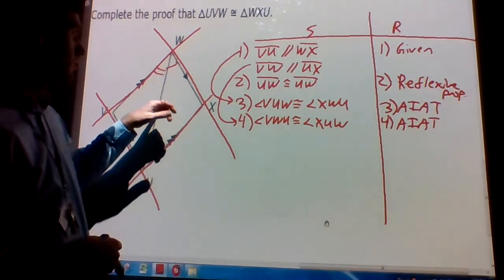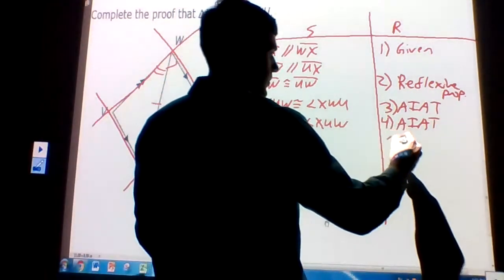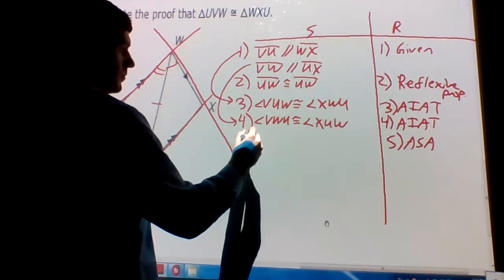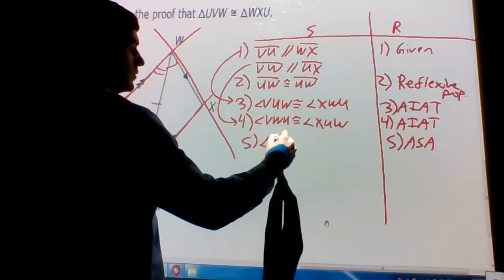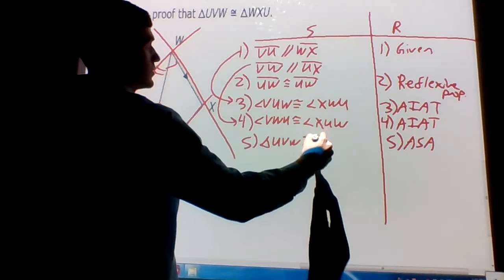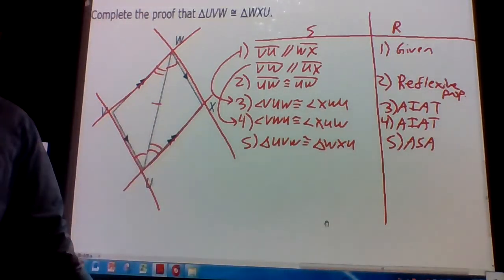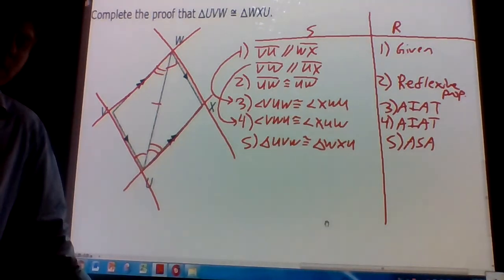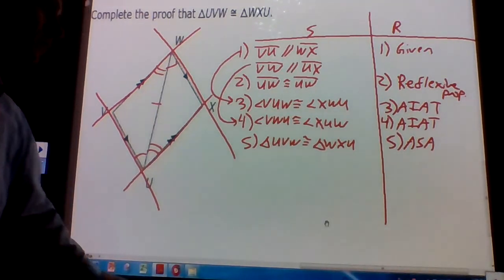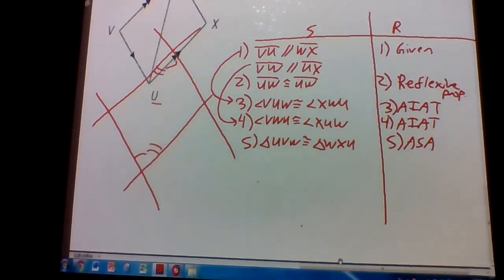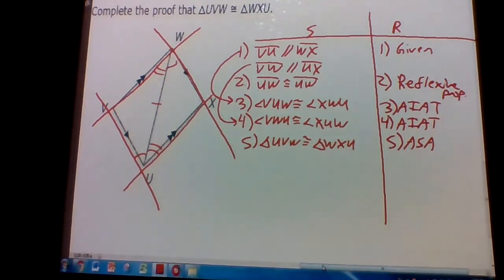We now have angle, side, angle, which tells us our triangles are congruent. Triangle UVW is congruent to triangle WXU. So there you go. That would be the six side, angle, side ones, and then back the six angle, side, angle, and angle, angle, side.